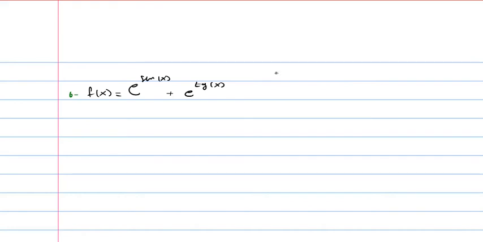So a few things to notice. The derivative of the tangent is the secant squared of x, that is 1 over cosine squared of x. The derivative of the sine of x is the cosine, and the derivative of e to the x is just e to the x.